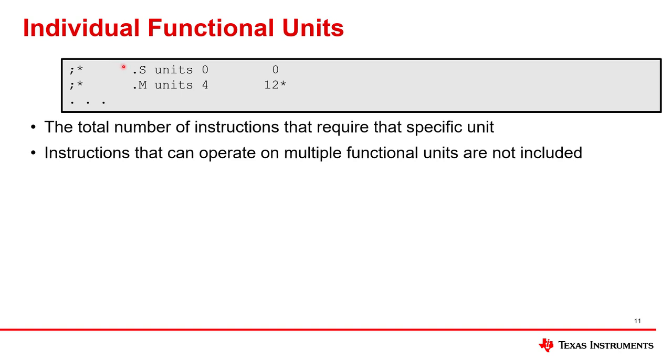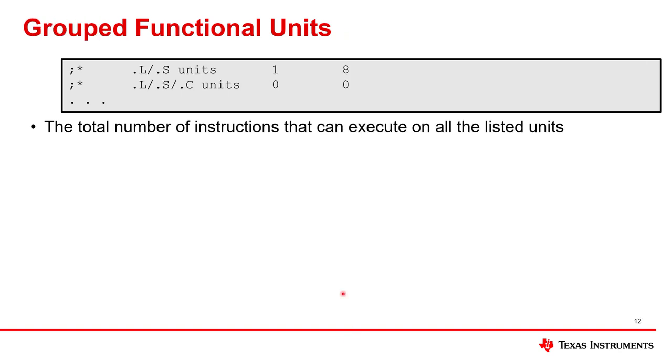With regard to the lines that show a single functional unit, the number represents the number of instructions that require that specific unit. Instructions that can operate on multiple functional units are not included. With regard to grouped functional units, the number represents the total number of instructions that can execute on all of the listed units.